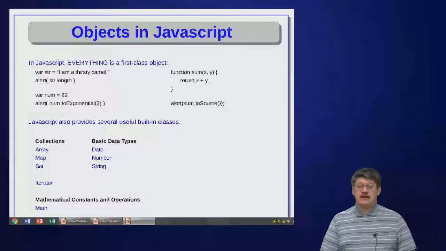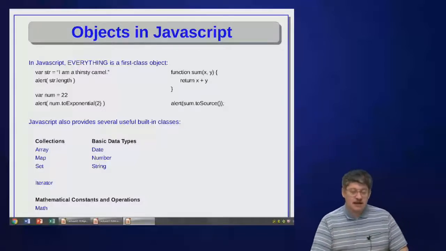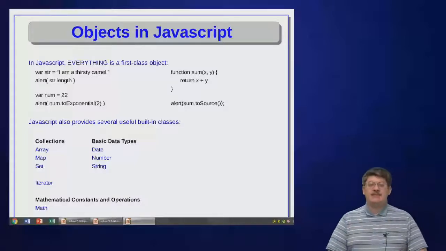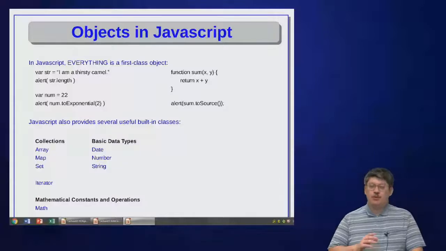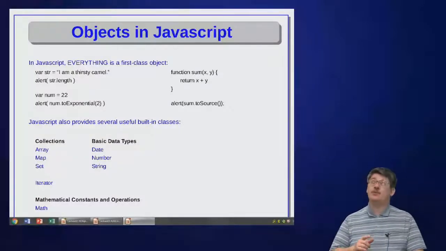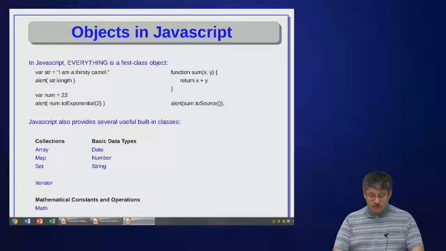One of the methods that a number object has is the toExponential method. I can say num.toExponential of 2, and this will print out, with 2 decimal places of precision, 22.00 times, actually it'll print, I think, 2.2 times 10 to the 1 or something like that in engineering notation. So it'll actually print out in a different format.